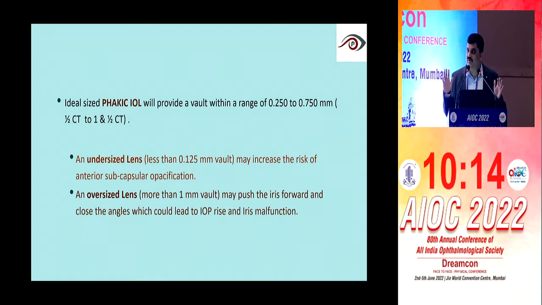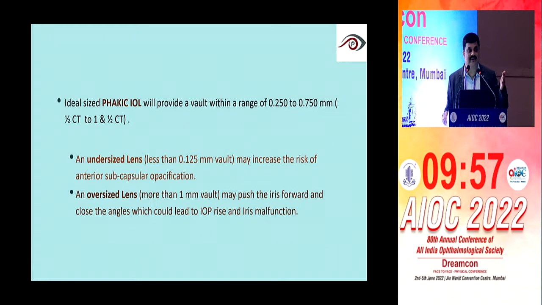We call it an undersized lens when the vault is less than 125 micron. In such cases, there is definitely an increased risk that the patient may develop anterior subcapsular opacification. We call it an oversized lens when the vault is more than 1000 micron. If you have a high vault, it may push the iris forward, with chances of angle closure, increased intraocular pressure and also iris malfunction.